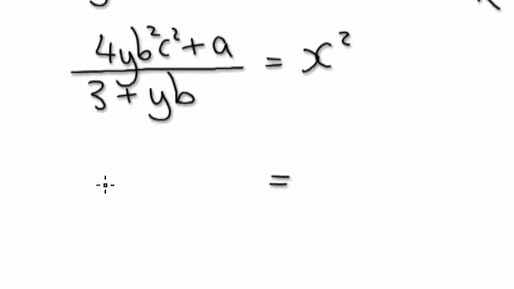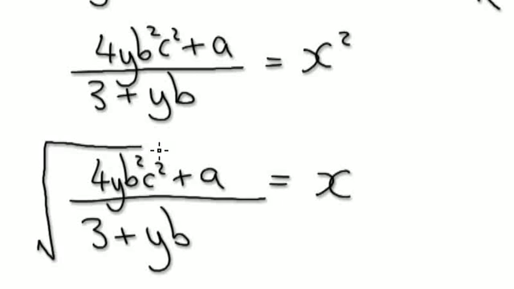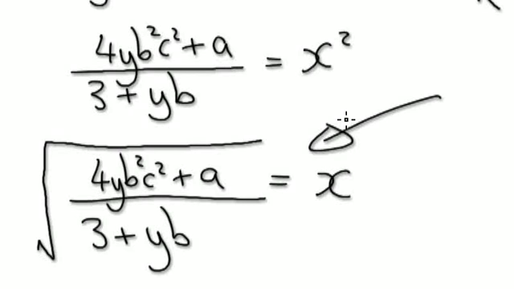So copy the whole thing down. 4yb squared c squared plus blah blah blah. Remember, you're square rooting both sides. So this side will be x, and you're square rooting the whole thing. So x equals the whole thing there. Okay, done.